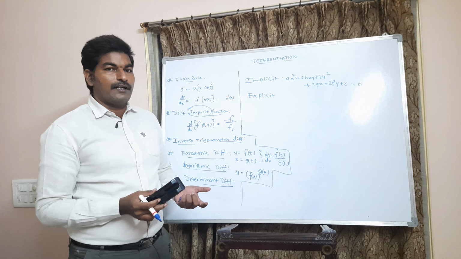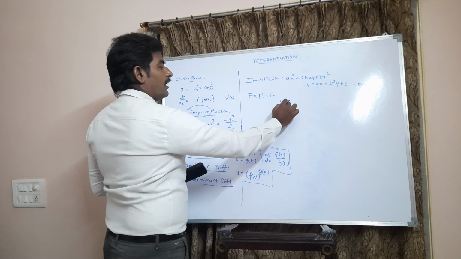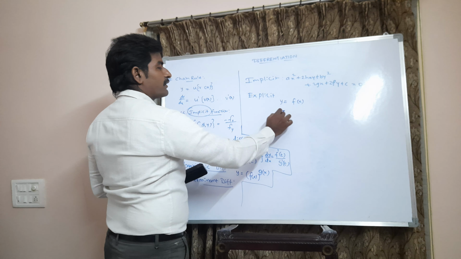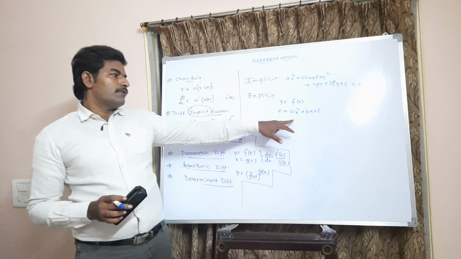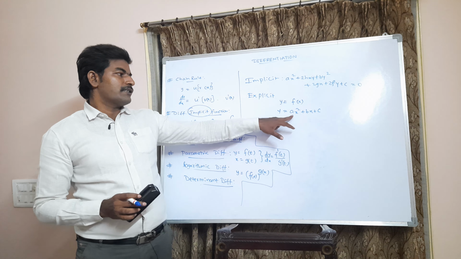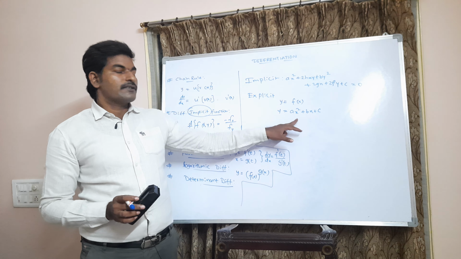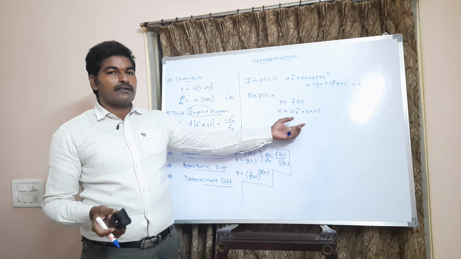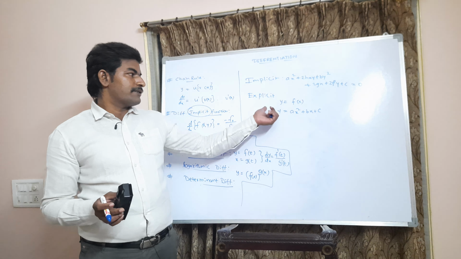Implicit function, and at the same time you have to know the explicit function. Explicit functions are mostly in the format of f of x, like for example y equal to f of x, like ax square plus bx plus c. What is explicit? Explicit means it contains only one variable, like ax square, bx or c, like a polynomial. Only one variable, then it is called explicit function. If it contains two or more variables, it is called implicit function.